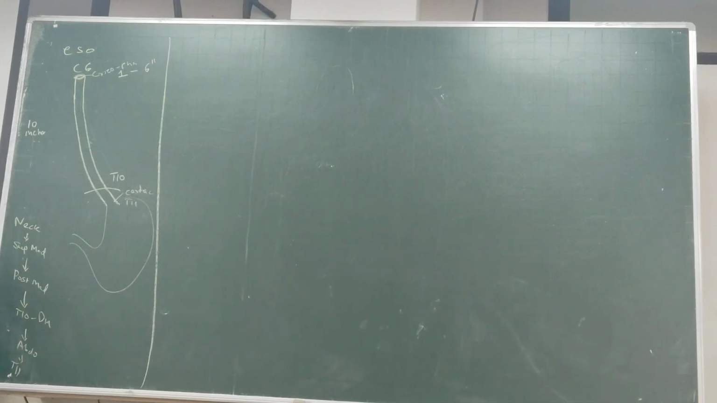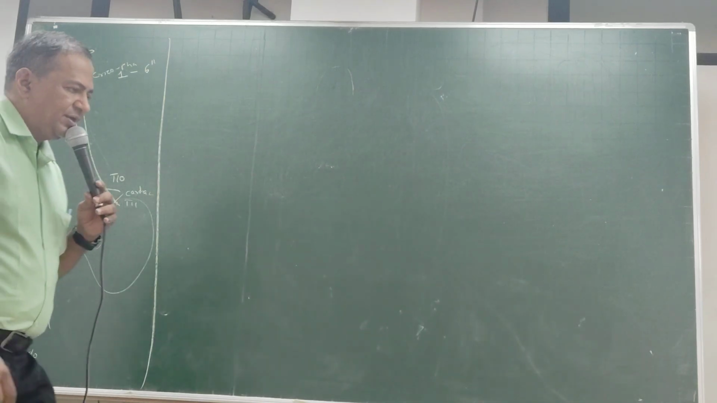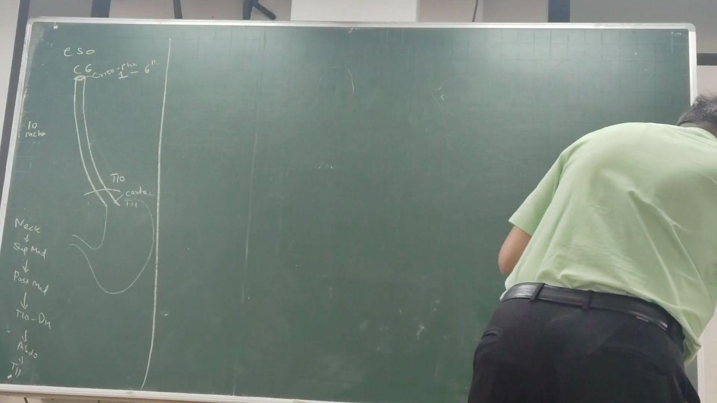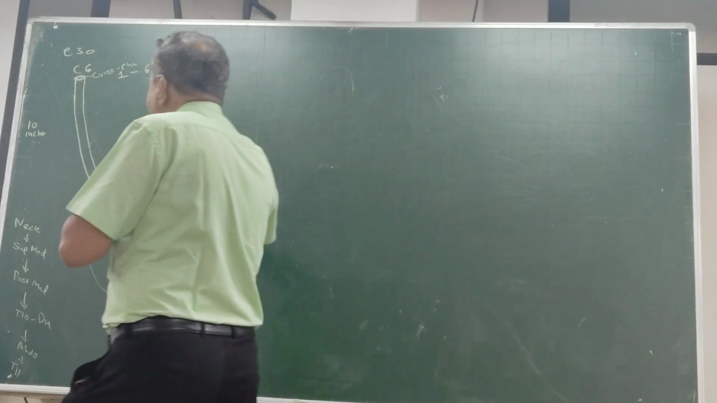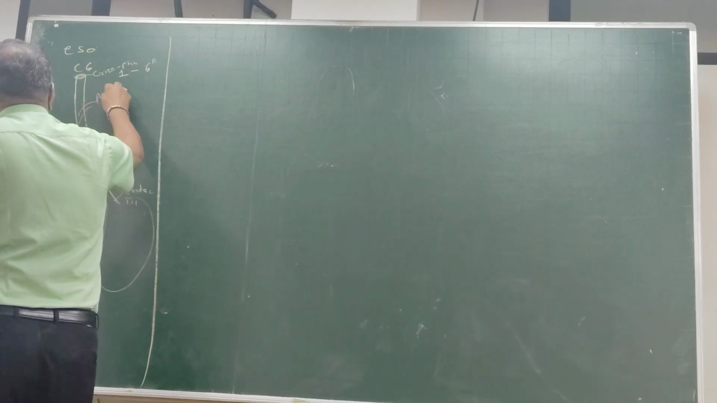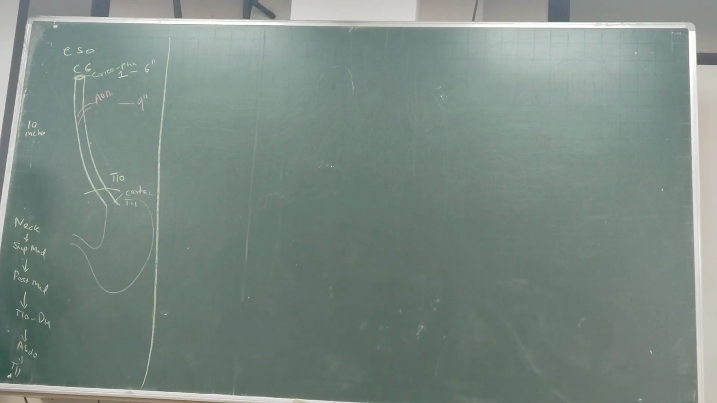ओके, 6 इंचेस. The second is at 9 inches where it is crossed by arch of aorta. 9 inches.